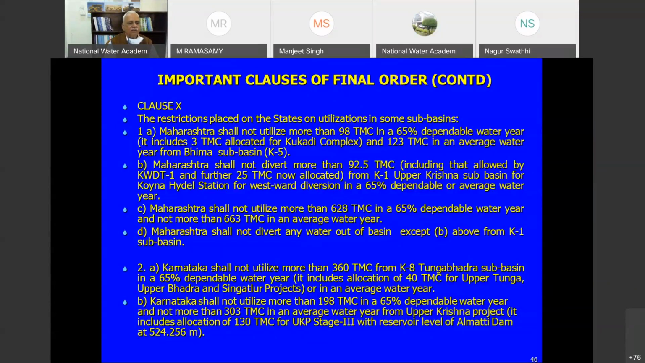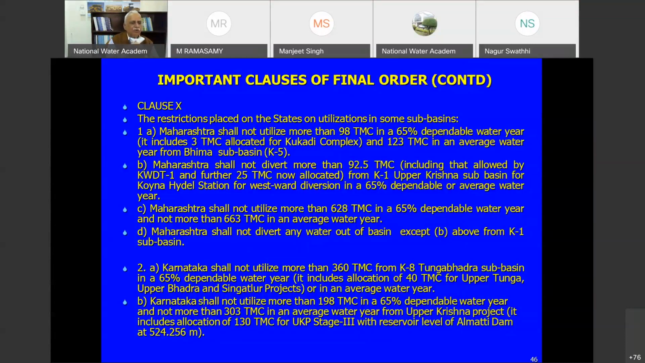Maharashtra shall not divert more than 92.5 TMC, including that allowed by KWTT 1, and a further 25 TMC now allocated by this tribunal from K1 Upper Krishna sub-basin for hydel stations for westward diversion in a 65% dependable or average water year. So the cap of 60.5 TMC diversion has been relaxed by this tribunal by 25 TMC for Koyna Hydro project.